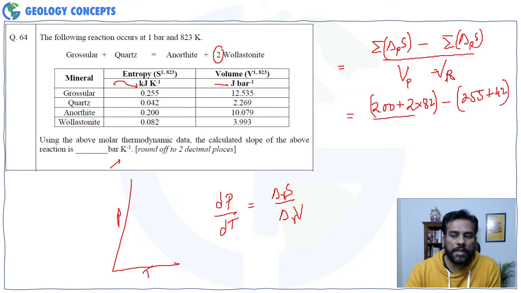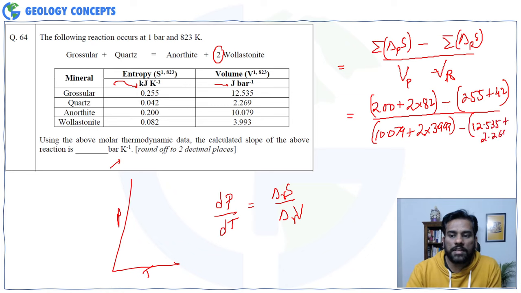This divided by 10 product में 10.079 plus 2 into 3.993 minus 12.535 plus 2.269, right? If you solve this, achha, let's see the units.